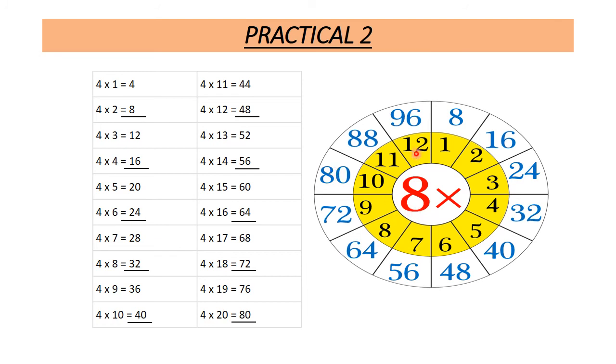So see, we have written the 8's table with the help of the 4's table. What you have to do is just skip: the even numbers you have to take, and the odd ones you have to skip. So 4 2s will be your 8 1s. 4 4s will be your 8 2s. So 8, 16, 24, 32, 40, 48, 56, 64, 72 and 80. So this is how we can write the 8's table with the help of the 4's table.